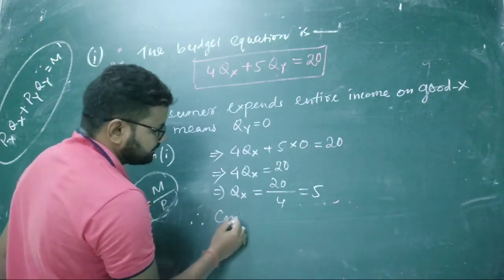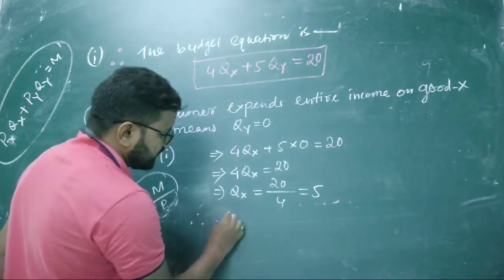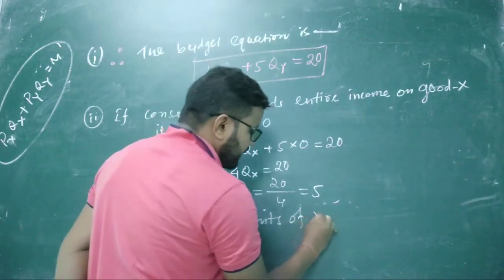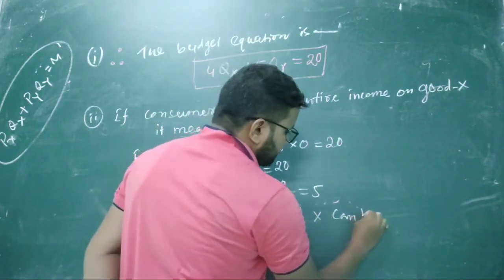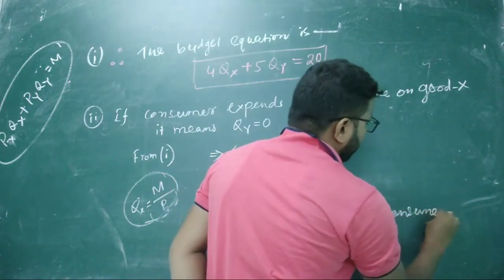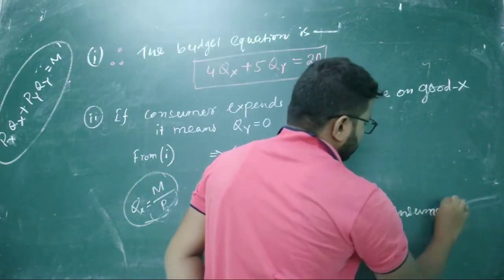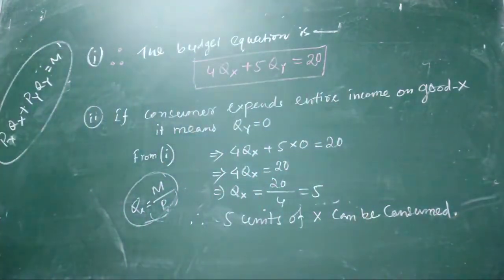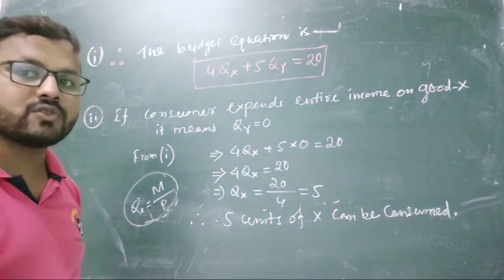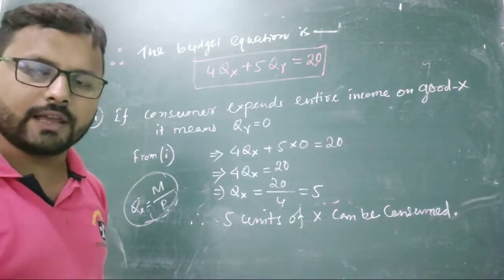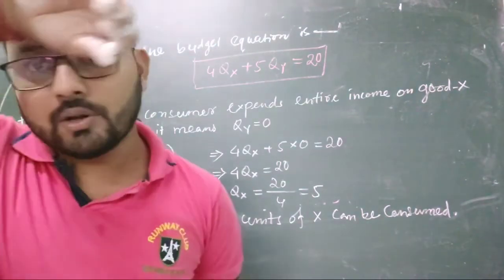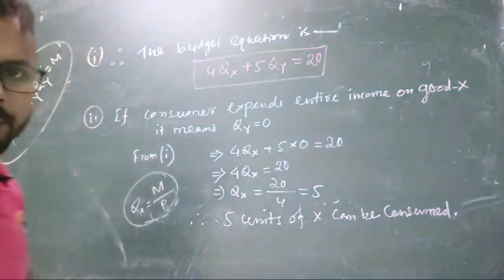5 units of eggs can be consumed by the consumer. So 5 units of eggs can be consumed with rupees 20 if the consumer expends his entire money income on good eggs. That means one particular good. Clear? So up to this clear?